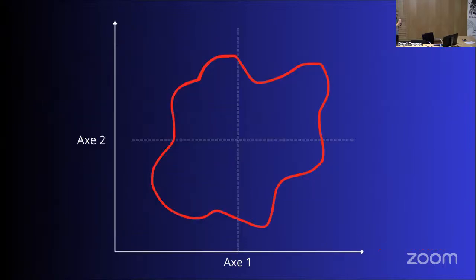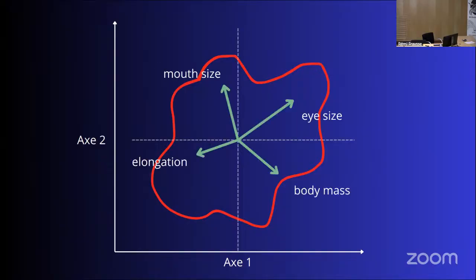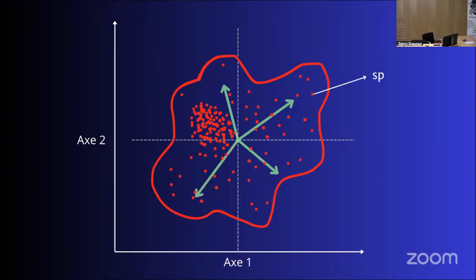Before starting, I need to explain a very important concept for the rest of the talk. It's called the morphospace. Here we have a multidimensional space where each axis represents functional traits. I call this a morphospace because we use morphological traits. Here I present 4 traits like body mass, eye size, elongation, or mouth size. But the important thing is that species inside the morphospace are where they are according to their own trait values. And each dot represents a species.